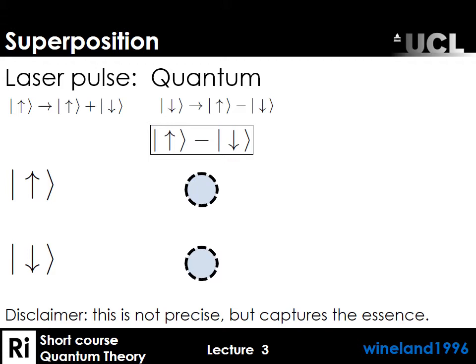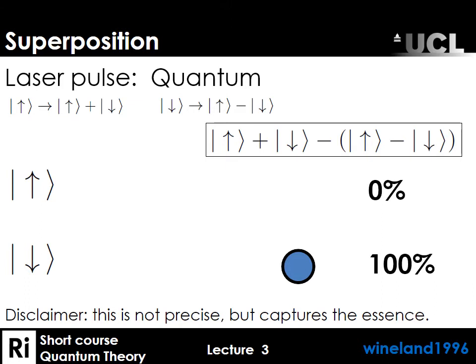But if I do this pulse again, then that's not what I get. This up will rotate to an up plus down, and this down will rotate to an up minus down. So you get this coming out at the end. The mathematics says that these two ups cancel out. There's an up here and a minus up here, and they cancel out. There's 0% chance of the energy being in the up state, and 100% chance of it being in the down state, because up and down is different to up or down.